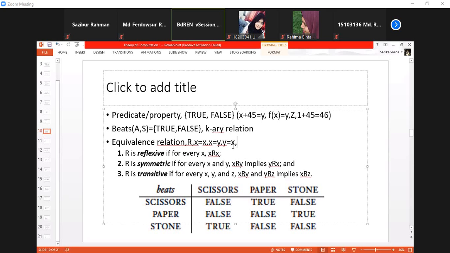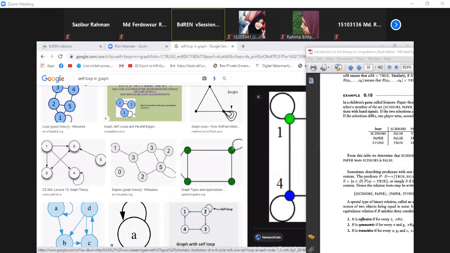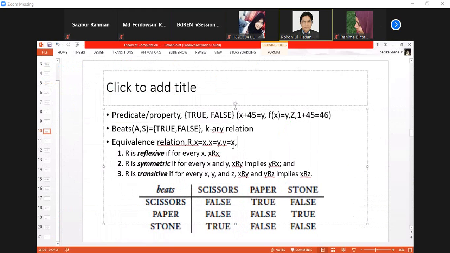So equal means like, ma'am, can you talk a little bit louder because the voice is coming very slowly? Okay. So as I was saying, now is it clear?